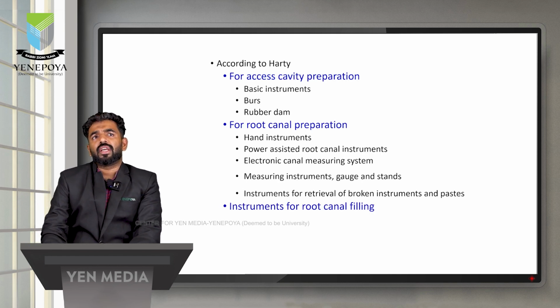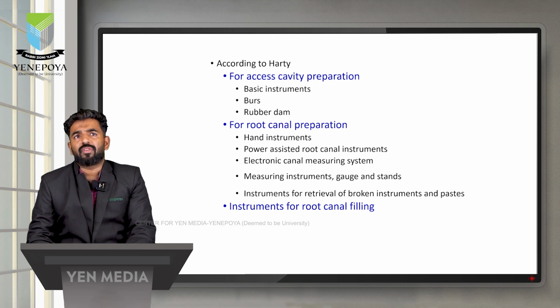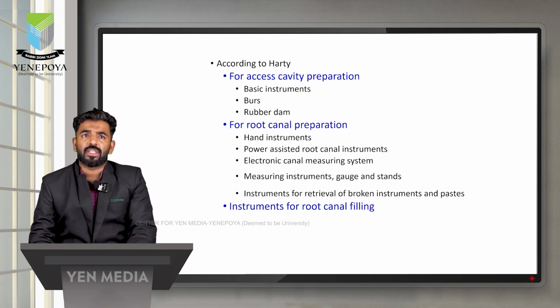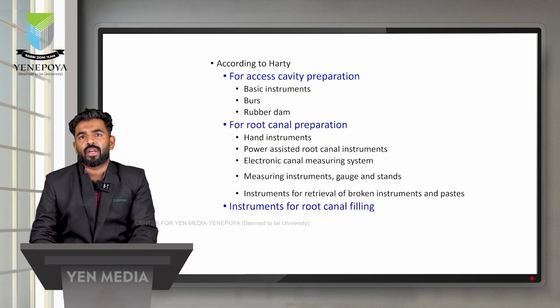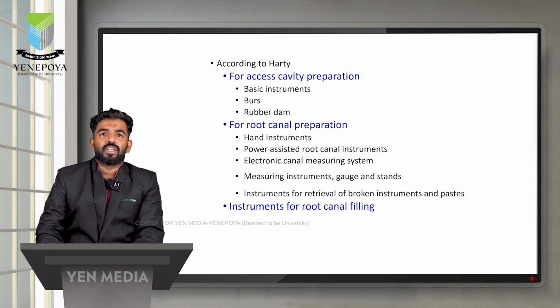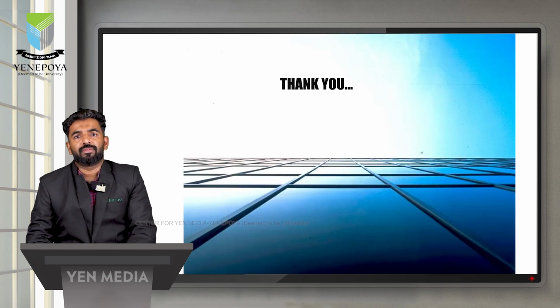According to the Hartig classification, for access cavity preparation, he classified into basic instruments, burs and rubber dam. Next, for root canal preparation: hand instruments, power assisted root canal instruments, electronic canal measuring system, measuring instruments, gauges and stand, instruments for retrieval of broken instruments and paste, and instruments for root canal filling.